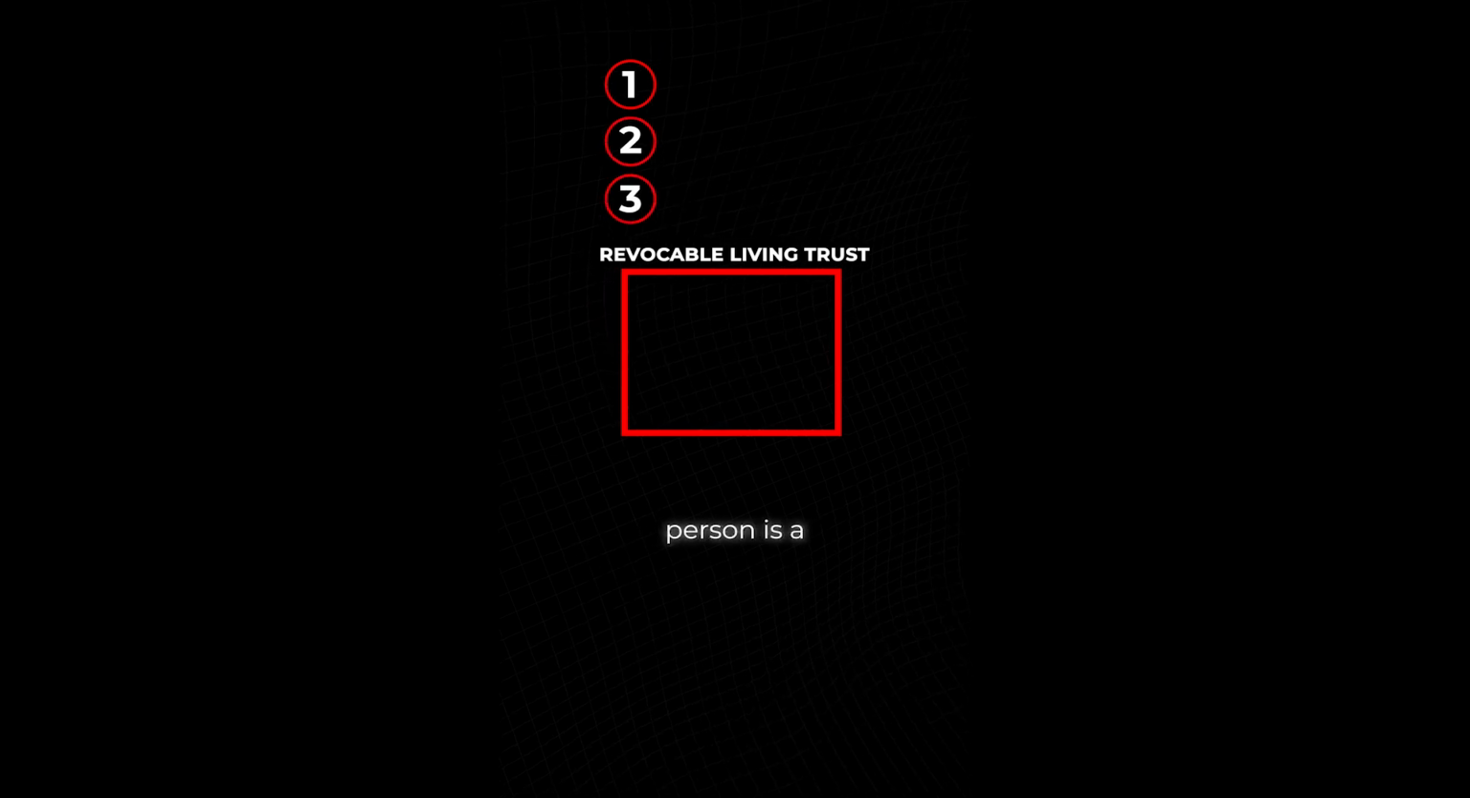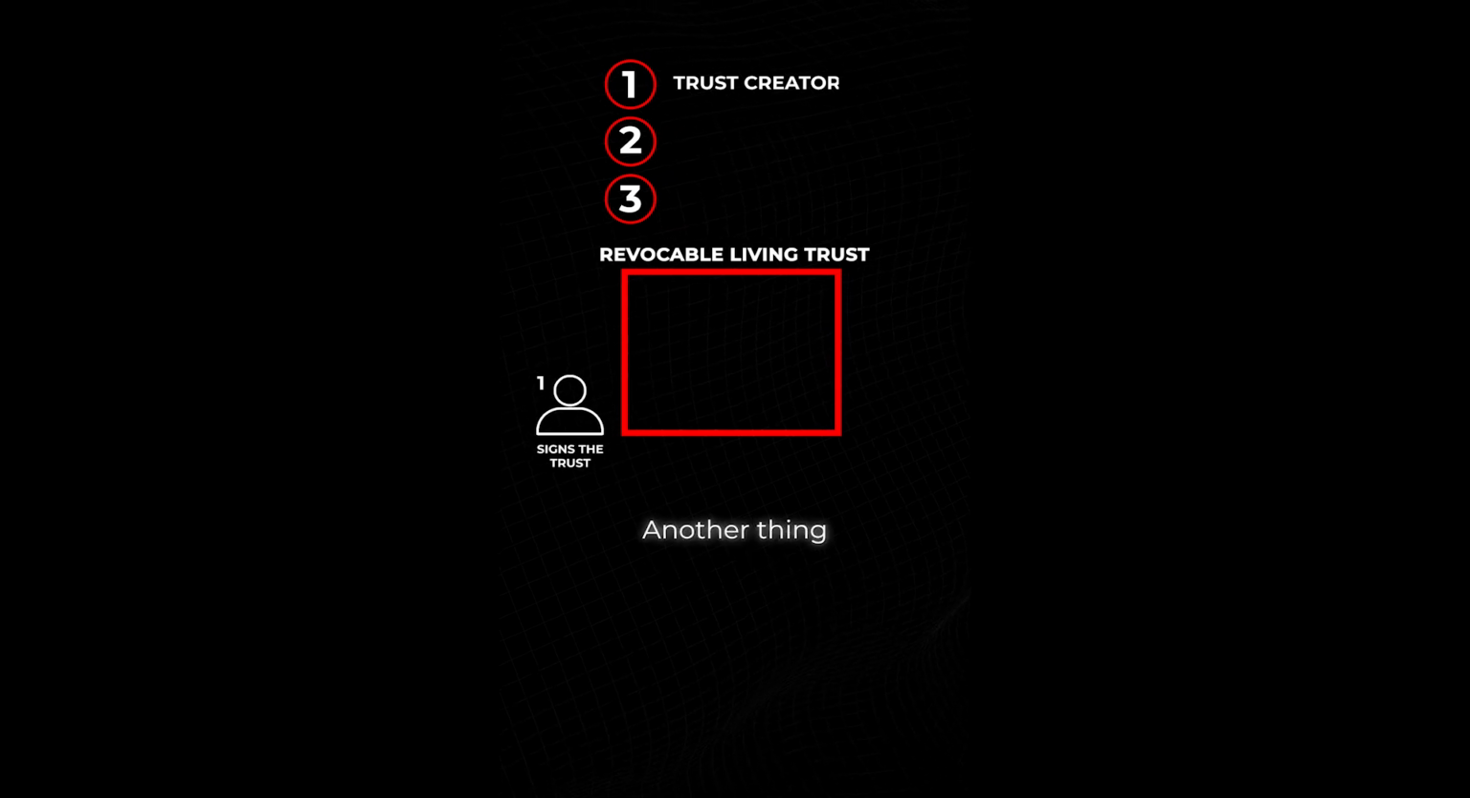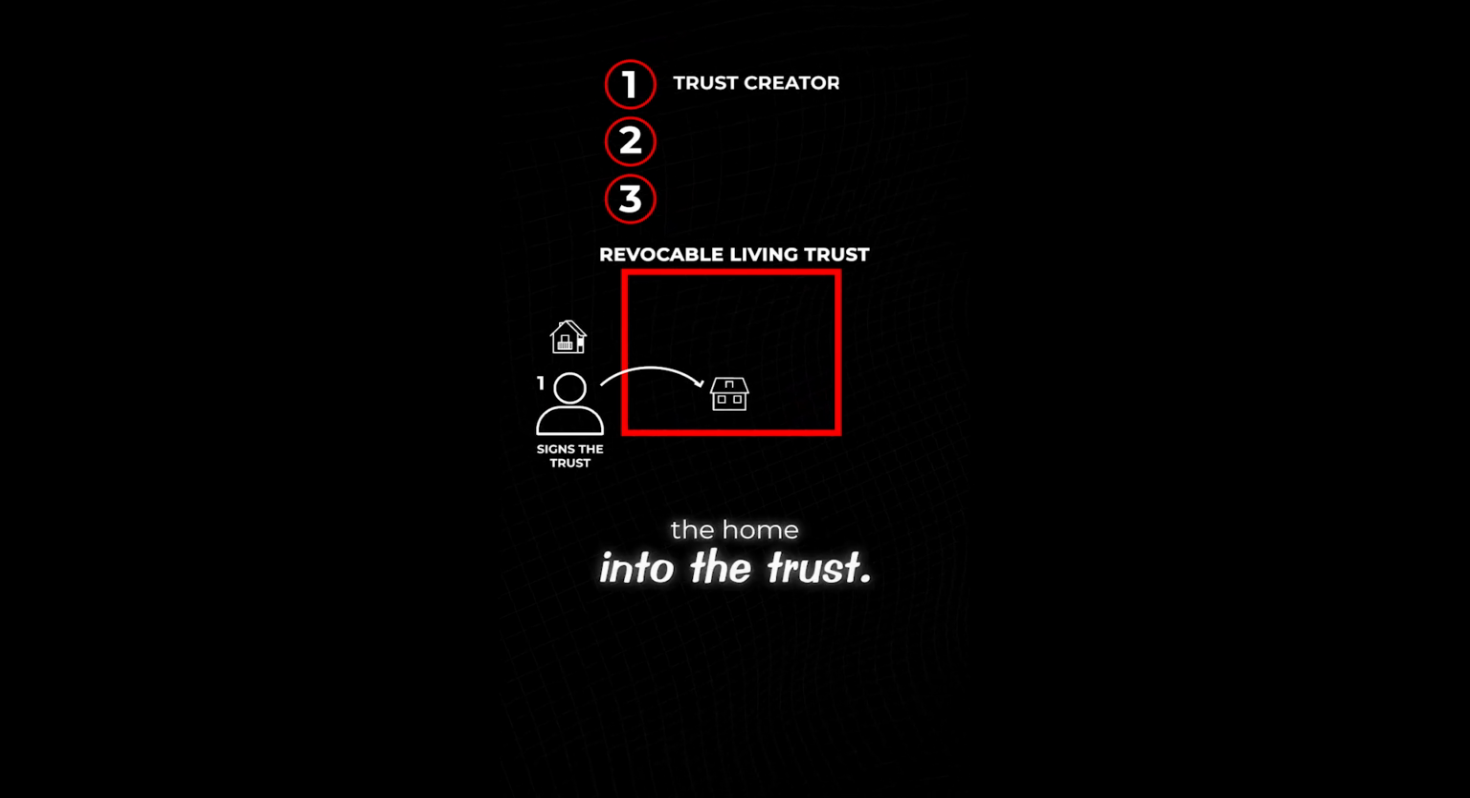And the first person is a trust creator. That is the client. The client, as the trust creator, signs the trust. It's as simple as that. Another thing that a trust creator does is they transfer their assets into the trust. And so, for example, for a home, what you're going to do is you're going to sign a deed. That is a mechanism that you use to transfer the home into the trust.